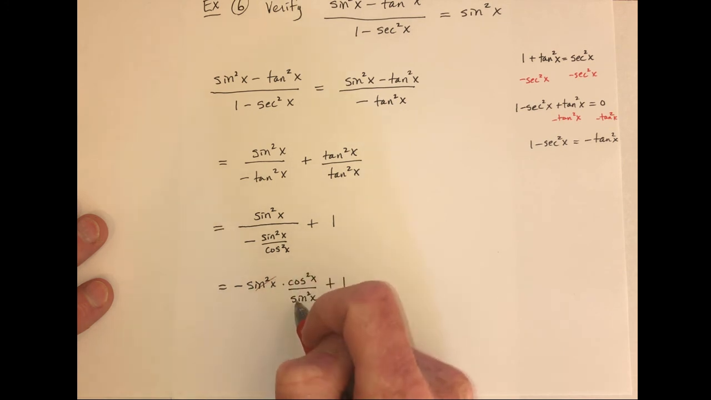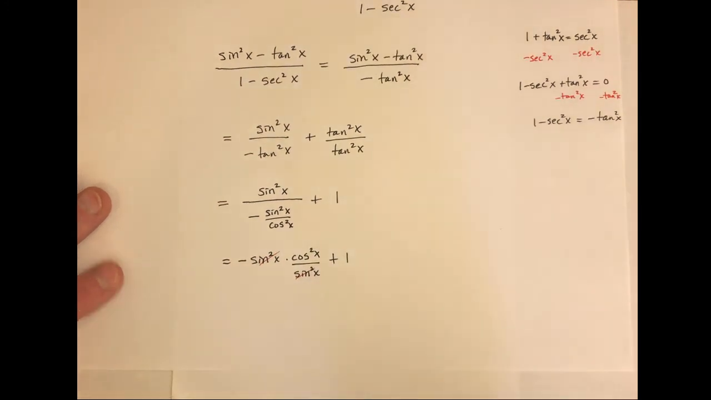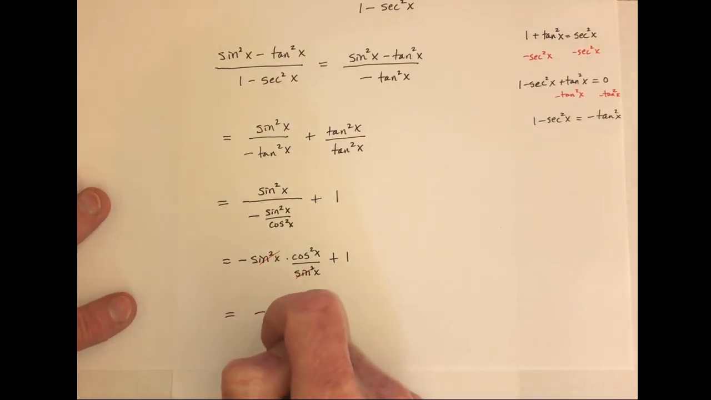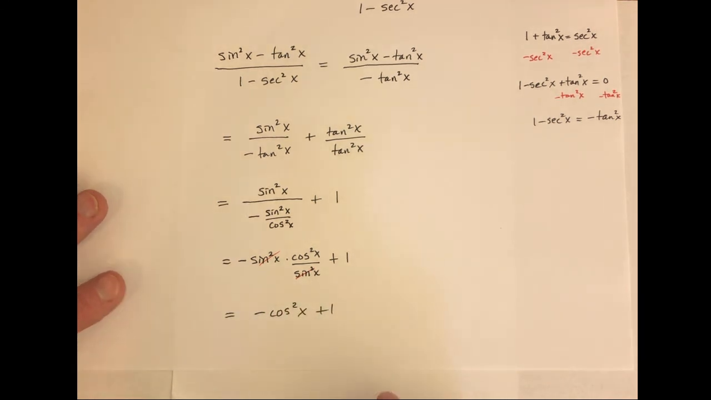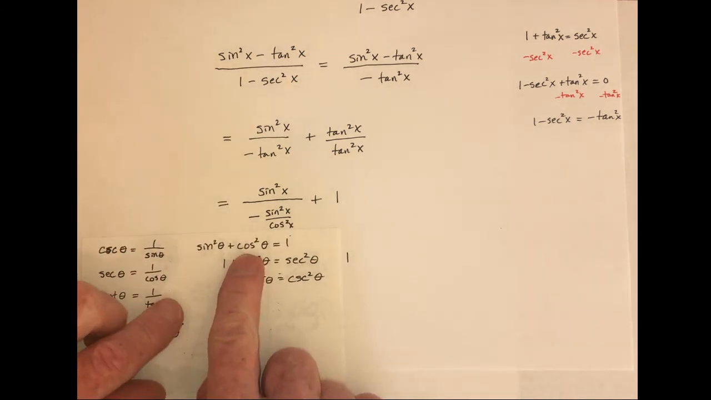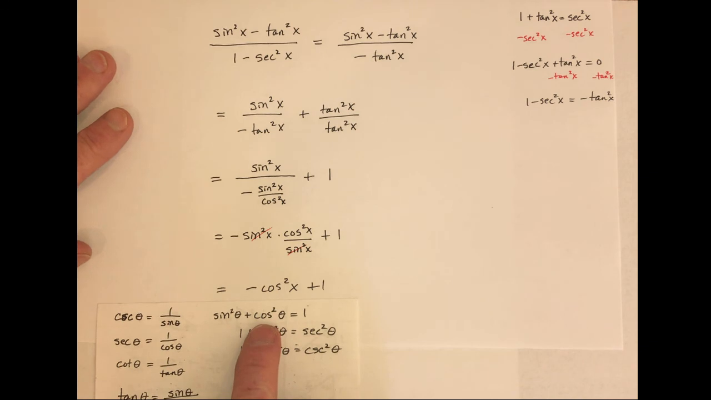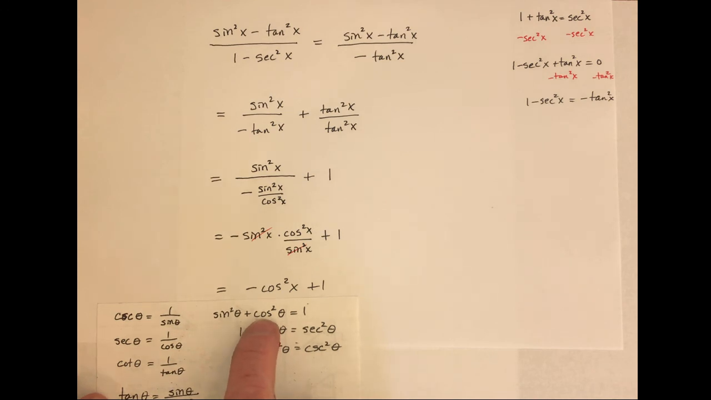Now this sine squared and this sine squared cancel. So all that's left is negative cosine squared plus 1. And we are actually finished. Because if you look at this identity compared to what we have, so this means that somebody took this cosine squared, they moved it to the other side so it was negative, and there would be a positive 1 and a negative cosine squared. And then that equals sine squared.